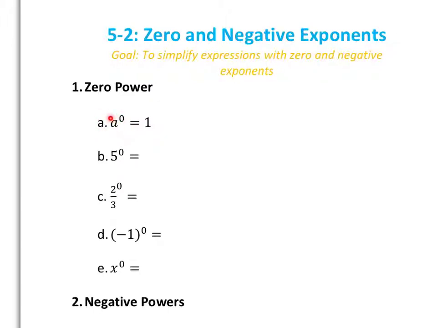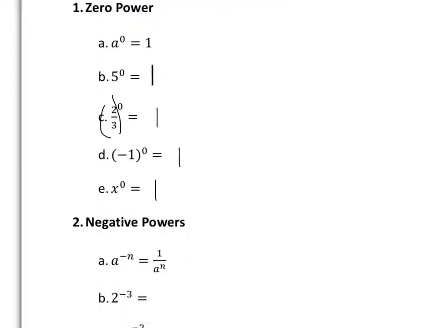So obviously you could do all these examples: 5 to the 0 power is 1, and 2/3 to the 0 power is 1, and -1 to the 0 power is 1, and x to the 0 power is 1. So that should be it there.